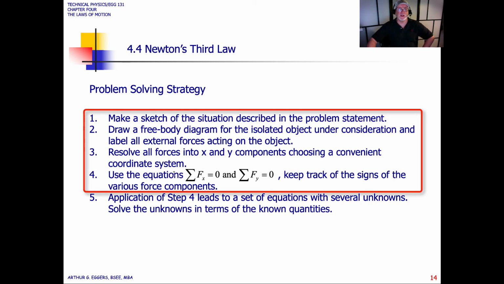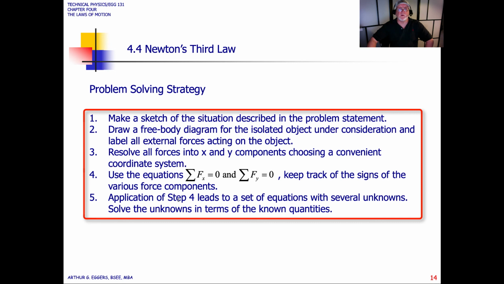Then use the equations summing all the x components of force, summing all the y components of force, setting them equal to 0 in equilibrium if nothing is moving. This is called static. Keep track of the signs of the various force components, because one force moving in one direction may be the opposite in the other direction, and it will carry a negative sign.